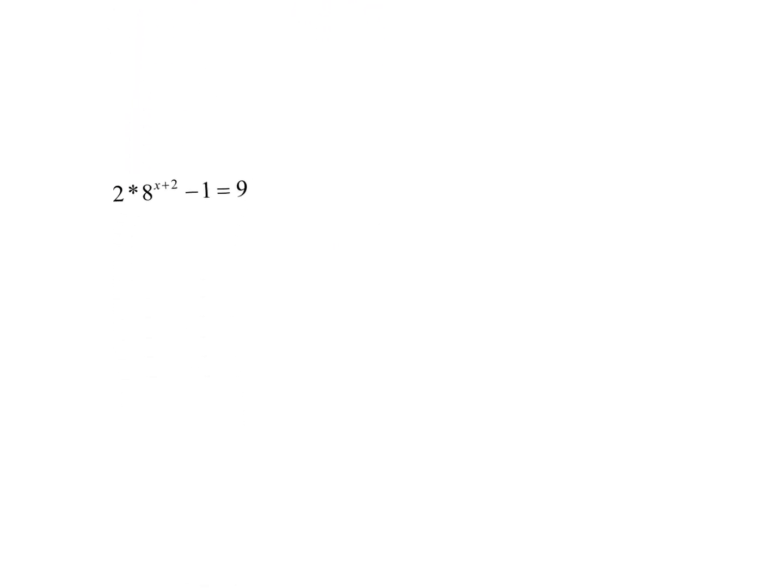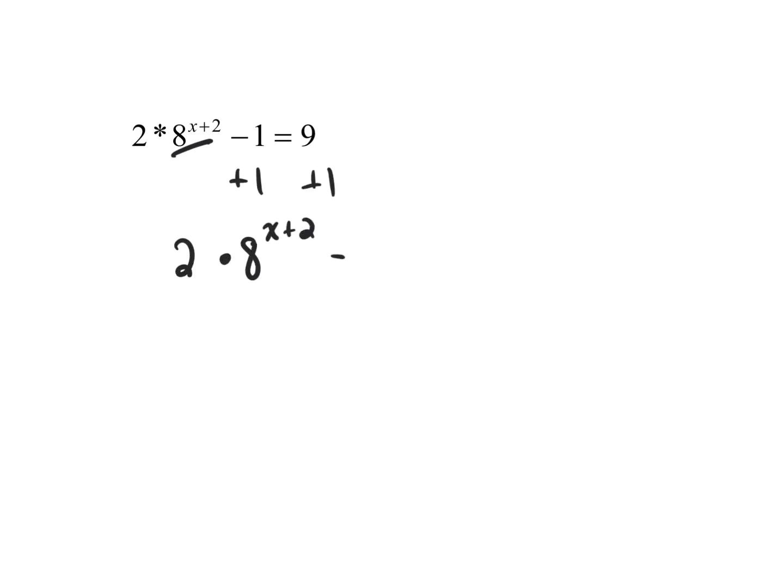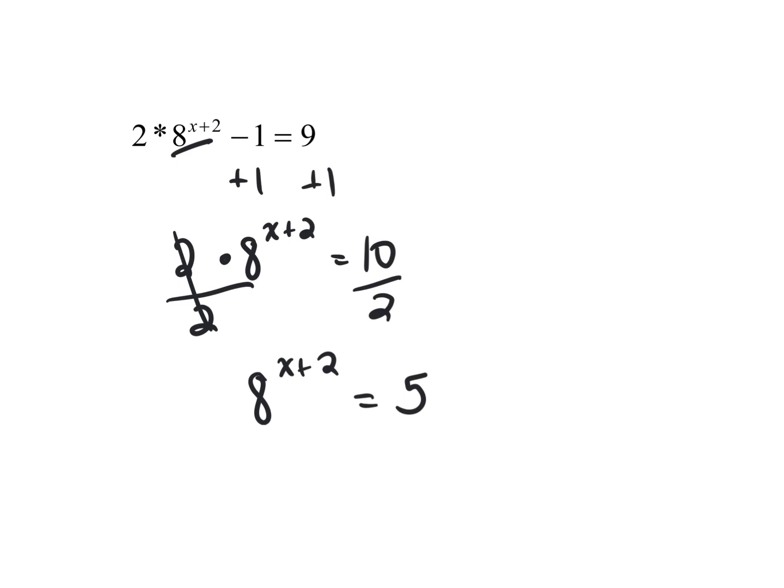So the last one down here, very similar kind of thing. Now, a lot going on in this one. So first thing, I have to kind of get the base and the power by itself. So you might have to do a little algebra. So I can do 2 times 8 to the x plus 2 equals 10. I don't love that 2 either, but I can get rid of that by dividing. So I get 8 to the x plus 2 equals 5.